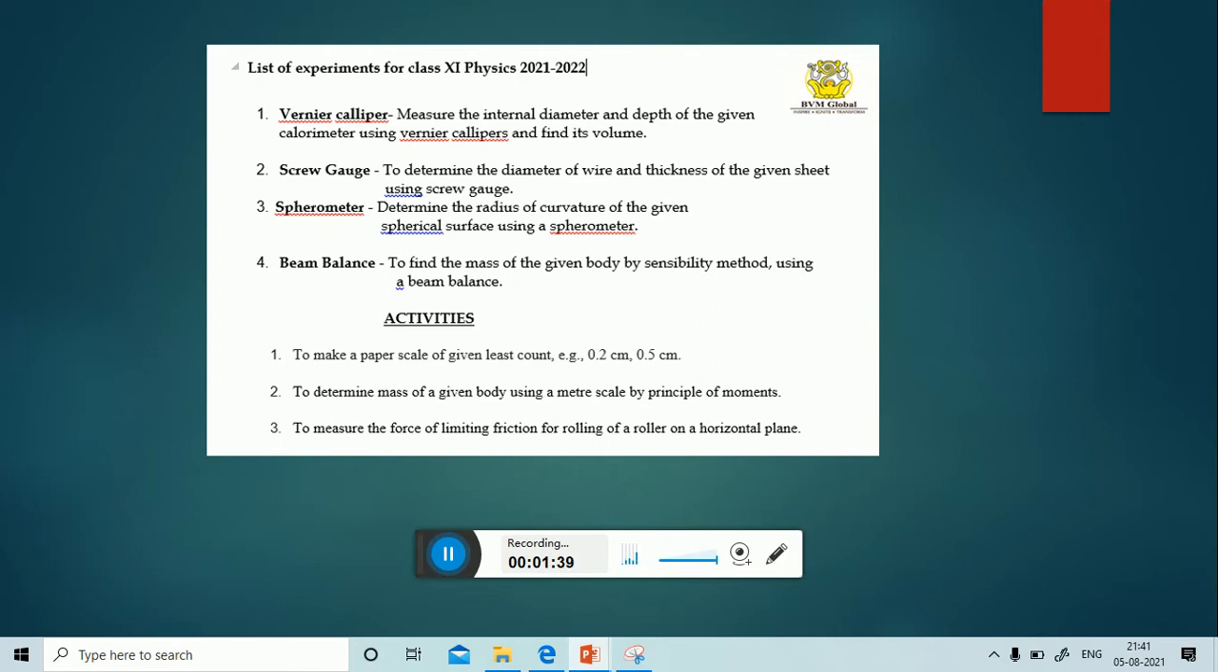Second activity, to determine the mass of a given body using a meter scale by the application of the principle of moments. And third one, to measure the force of limiting friction for rolling of a roller on a horizontal plane. Let us start the session without wasting much time.